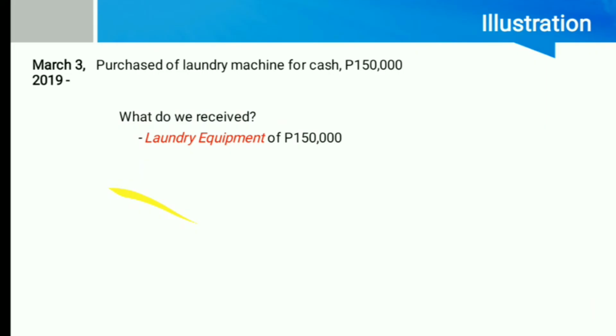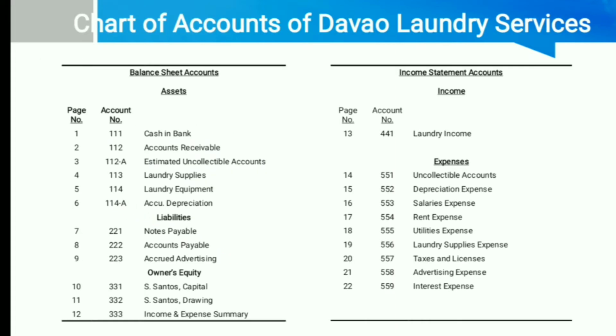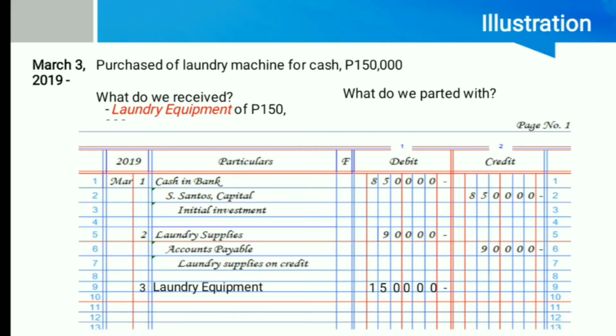Now for our credit entry, what do we part with? It's cash of 150,000 pesos. And since we only have the cash in bank account, we're going to use the cash in bank account. So this is the most appropriate account title to be used. So our credit entry again would be cash in bank of 150,000 pesos.